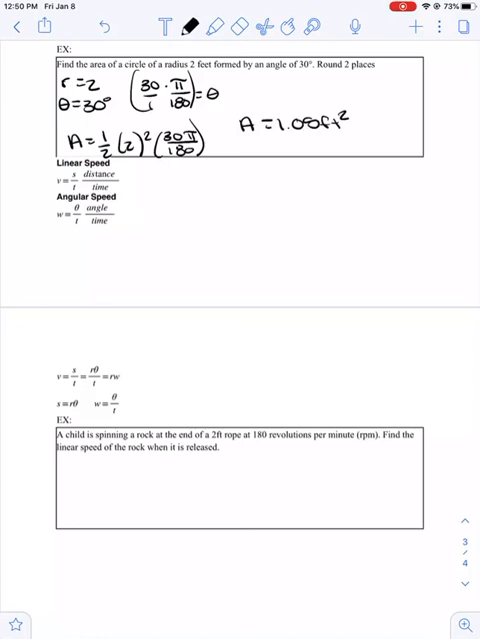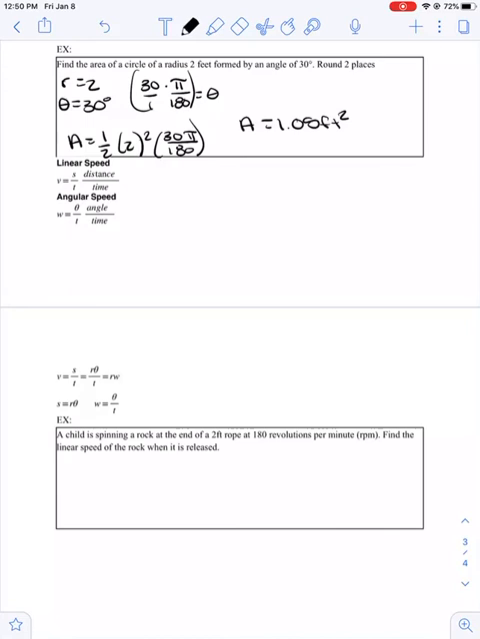For angular speed, we have w equals theta over t, which is angle over time. And then we have v equals s over t. And if you go back to what s is, you can also say that s equals r times theta. So it's just multiple ways of writing the same thing, but substituting different parts. So let's look at this example.